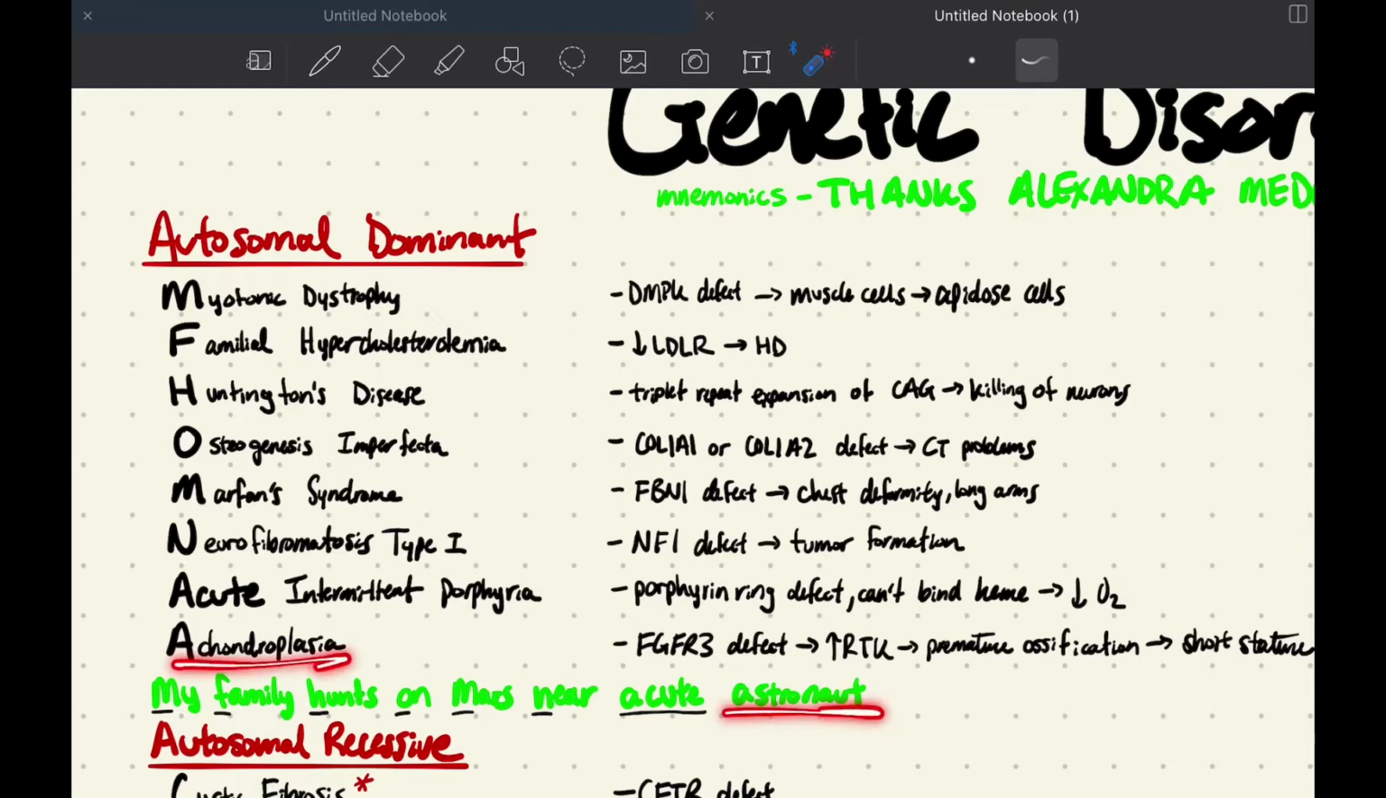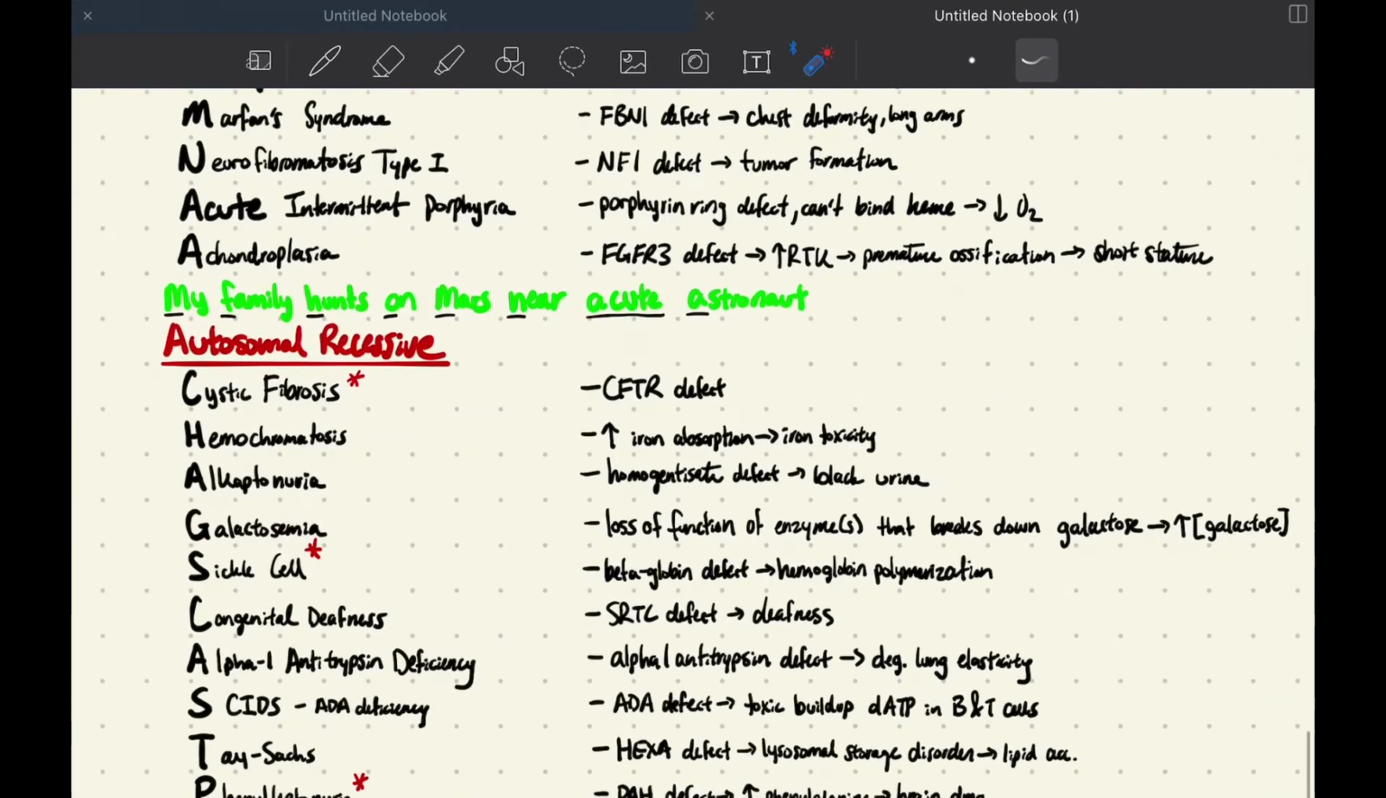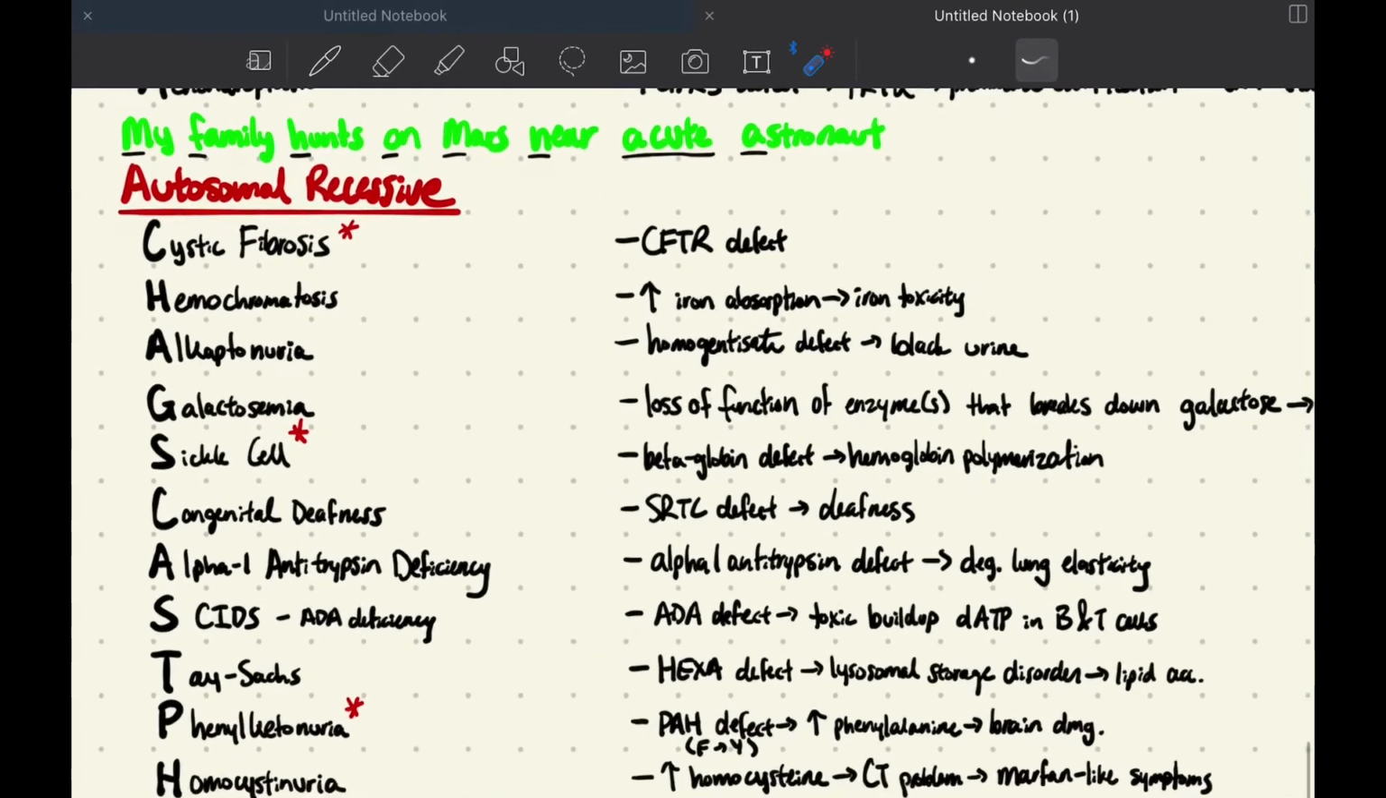And then astronaut is going to be achondroplasia. Basically, it's an FGFR3 gene defect. It's going to lead to an increase of receptor tyrosine kinase activity at a very young age, and that leads to premature ossification. So if we remember, when you're young, your bones are only so long, and then when you get older, they get longer, and then after they get longer, you have that ossification. But now you have premature ossification when you're young, so you're going to have short bones for the rest of your life, which is what we see in those types of patients.